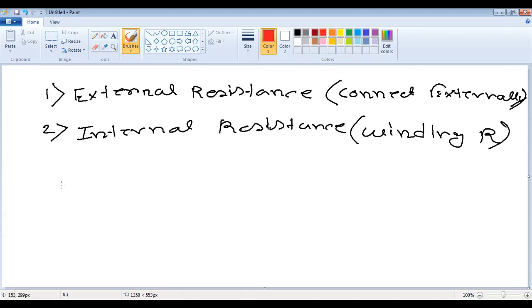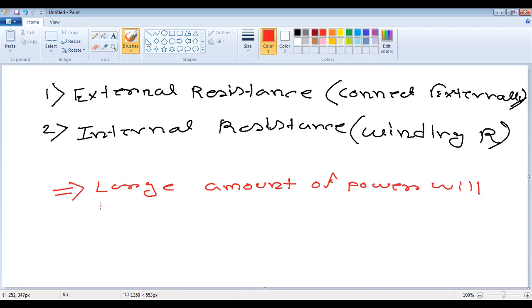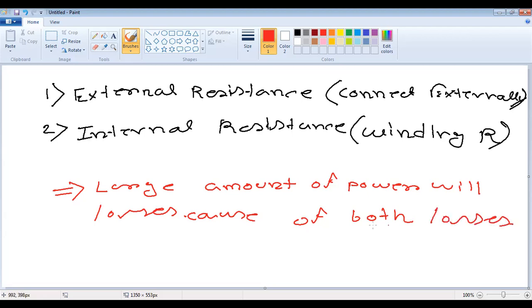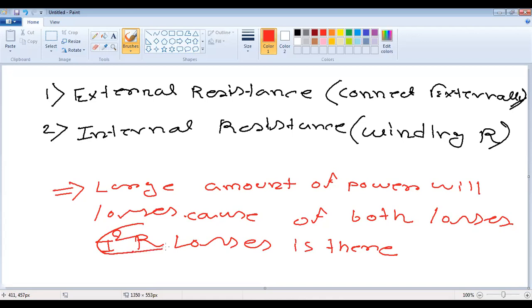a large amount of power will be lost because of both, because of the I square R loss. This I square R loss is there.